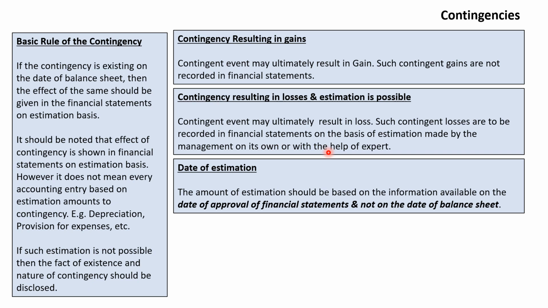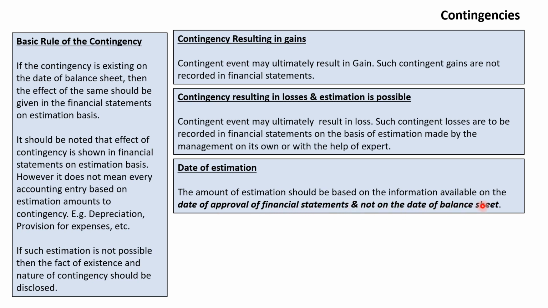Now what is the date of estimation? If there is a contingent event on the date of the balance sheet, then we are required to pass the accounting entry for the same. The accounting entry is going to be passed on the basis of estimation made by management, either on its own or with the help of an expert. Then the estimation should be done by the management on which date? On the date of the balance sheet or on some other date? The date of estimation should be the date of approval of financial statements and not the date of the balance sheet.